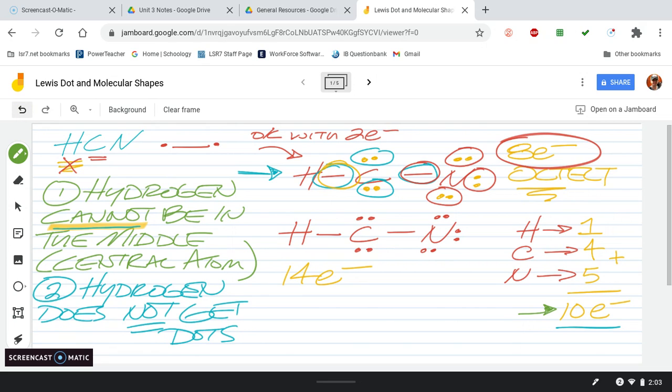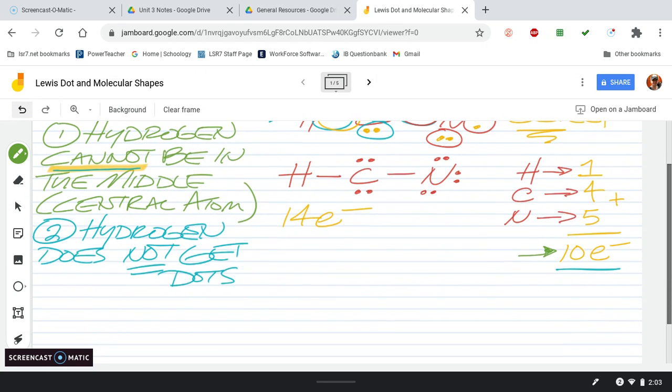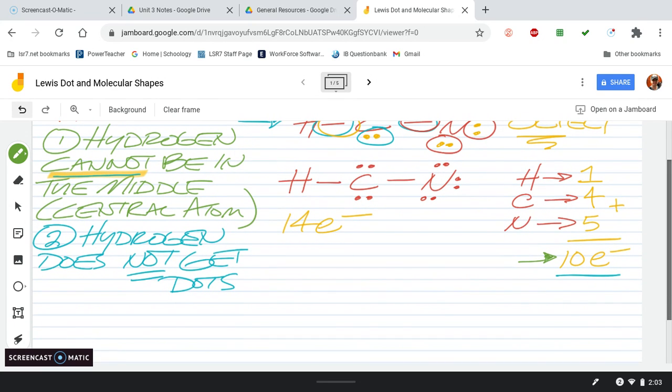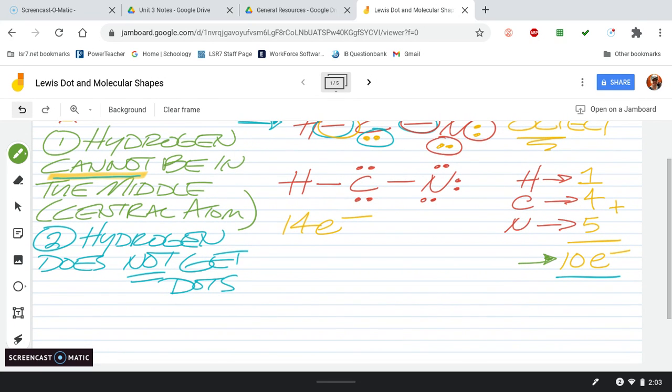All right, so what we're going to do is we're going to add a bond. When you add a bond, it is what you call a double bond, because right now we have a single bond, and if we add one, we're going to get what we call a double bond. But another exception for hydrogen: hydrogen cannot have more than one bond.